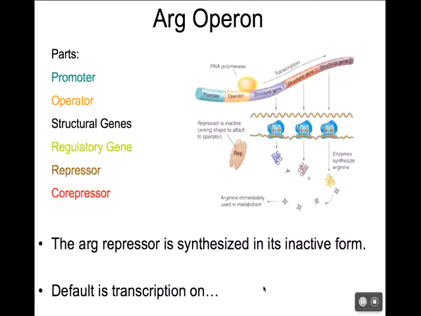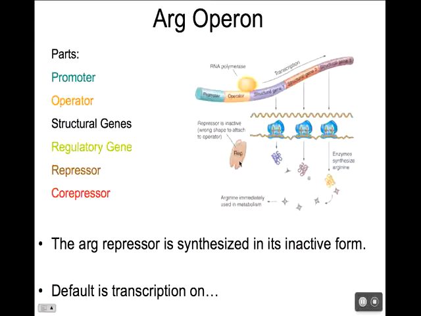The parts again, many of them are the same. We have a promoter, the binding site for RNA polymerase, the beginning of transcription. We have an operator, this control site that controls access to the promoter. We have the structural genes, and the structural genes of Arg are the enzymes needed to make arginine. We have a regulatory gene. They're not showing it to you, but the regulatory gene would be somewhere else in the genome, and it encodes the repressor protein.